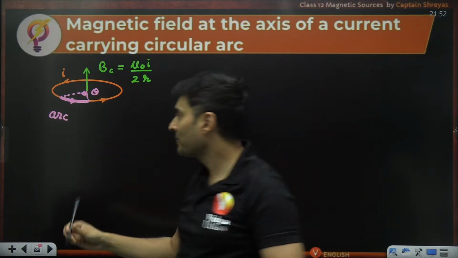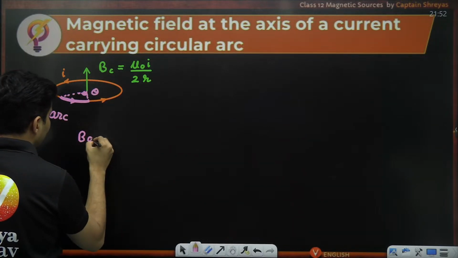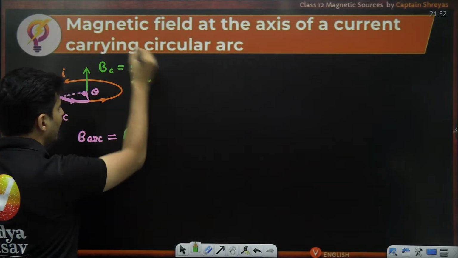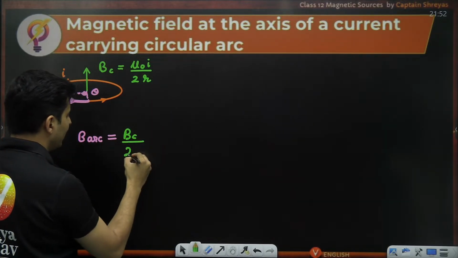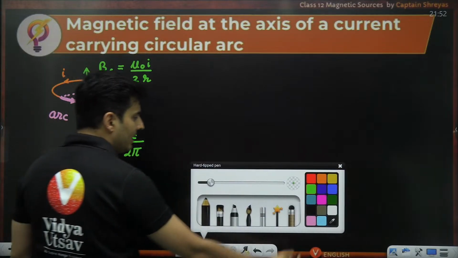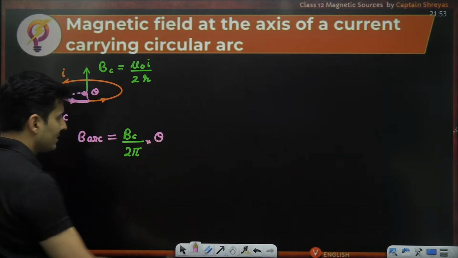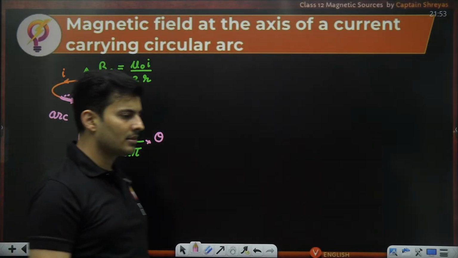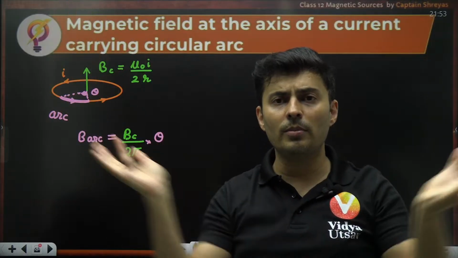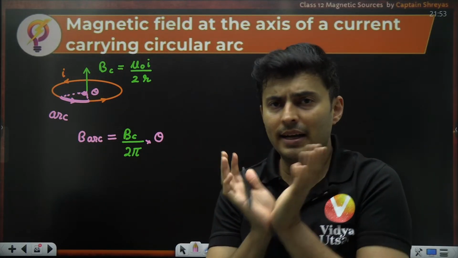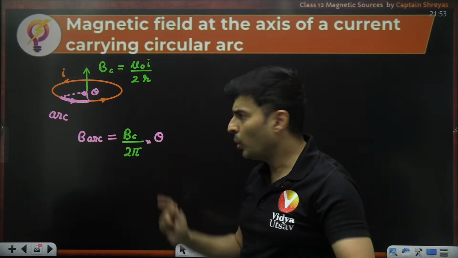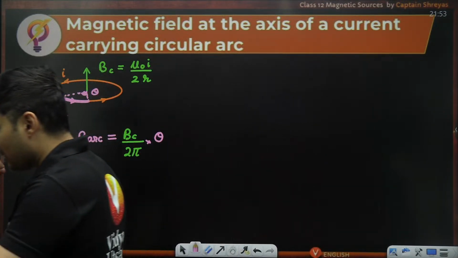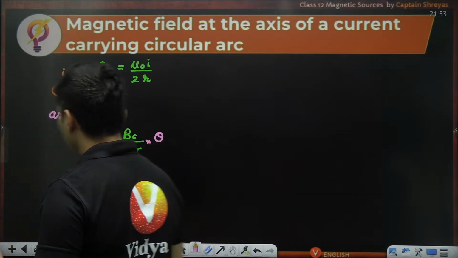Unitary method, that's it. So the magnetic field due to the arc will be however much magnetic field is contributed by the entire loop. You calculate it per radian, which is divided by 2 pi, and then multiply by theta radians. That's it. The entire loop into theta by 2 pi. Does that make sense? Because if the entire loop gives me this much, then per radian, that means divided by 2 pi, into theta radians will give me the contribution due to that arc. That's it. I hope this is clear. Everyone with me on this?